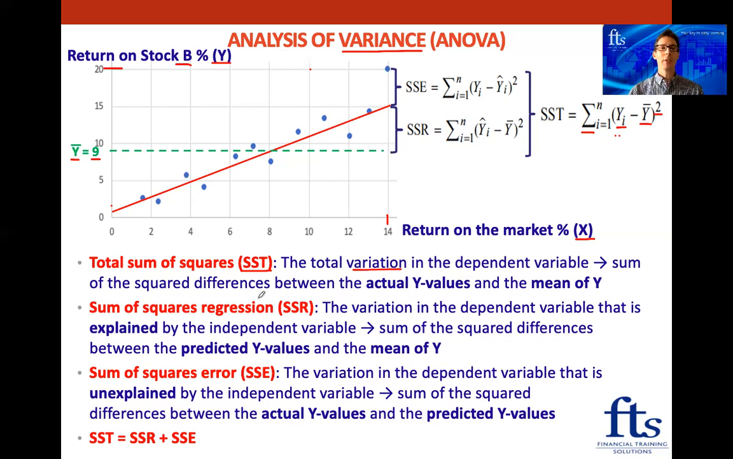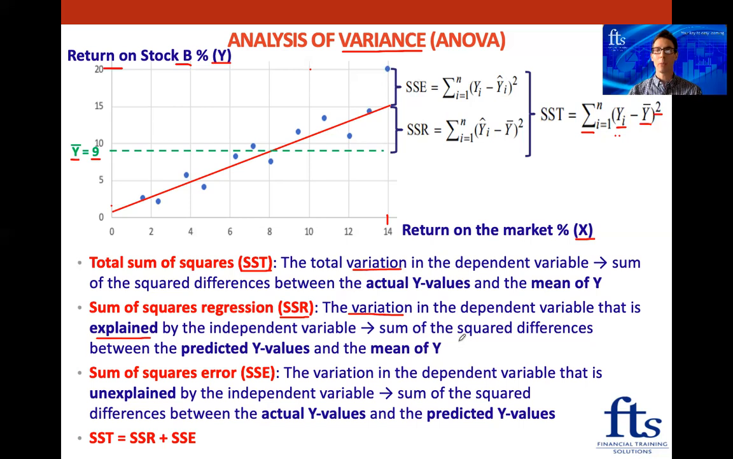So now this total sum of squares is broken down into two parts. It's broken down into sum of squares regression and sum of squares error. So let's do the sum of squares regression first, which is SSR for short. So what is this now? Again, the variation in the dependent variable that is explained by our independent variable. And what is it?